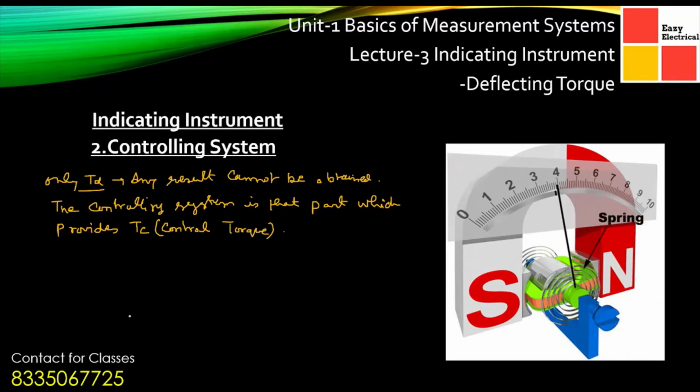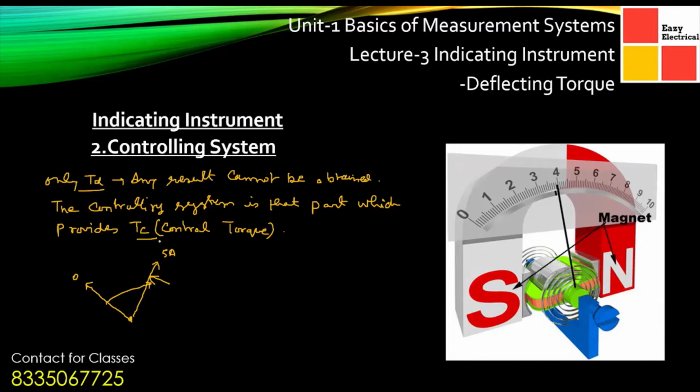Control torque means suppose a pointer has started its deflection from its initial 0 position and has reached a certain value. Suppose it has reached a point where it is showing 5 ampere for an ammeter. Now it has started from 0, has reached 5, but it has not gone further. Why? Because there has to be some amount of force which is also pushing in the opposite direction. This opposite direction force is caused due to the control torque. This is sometimes also called the restoring torque.